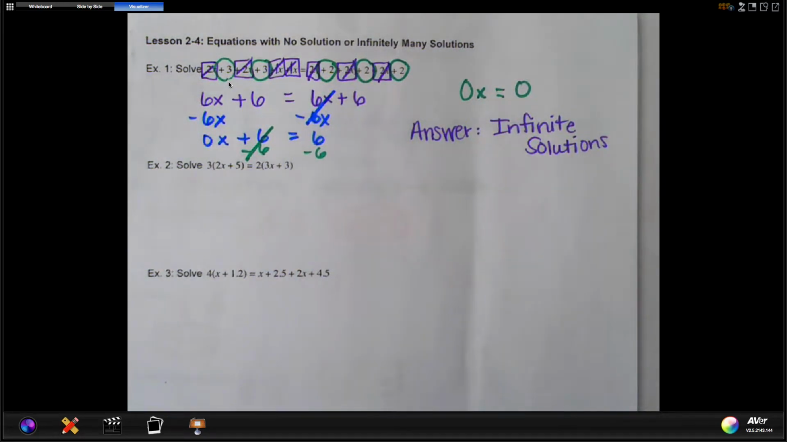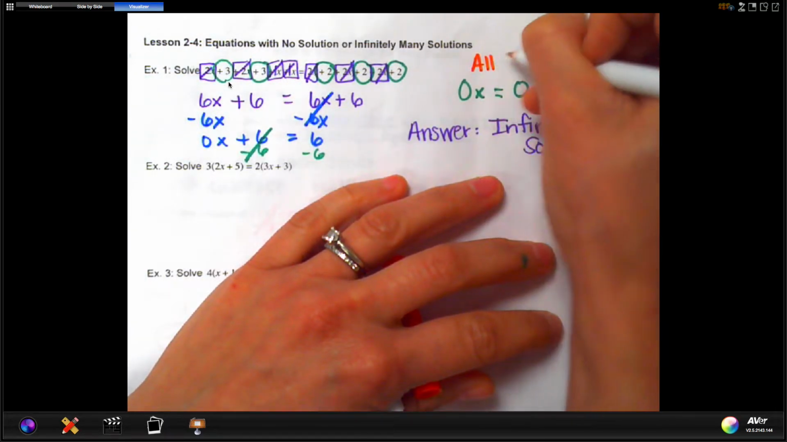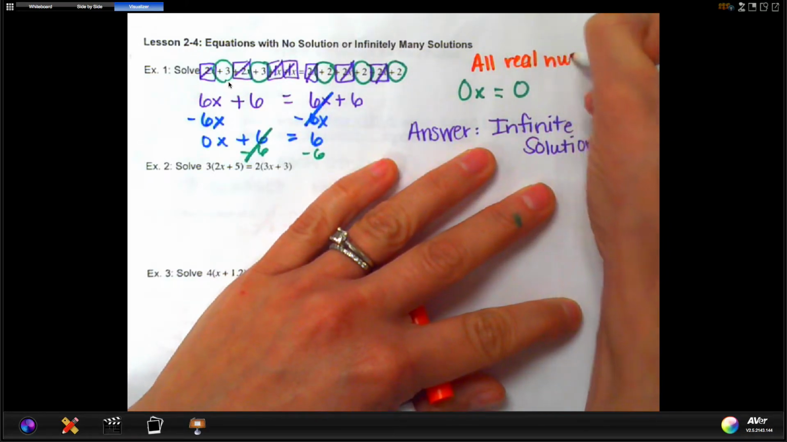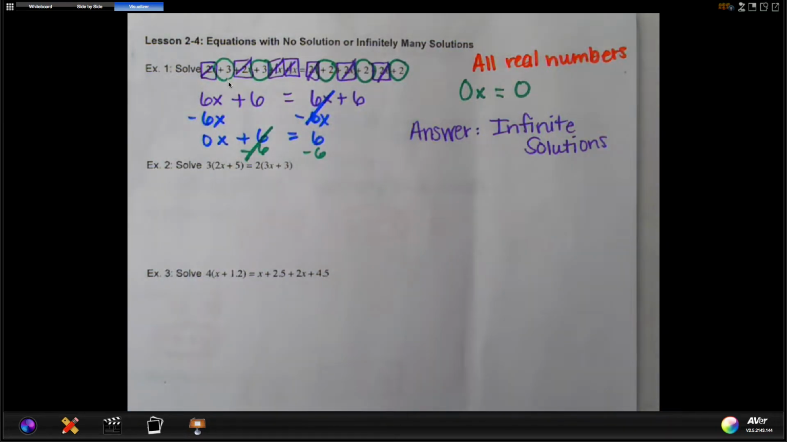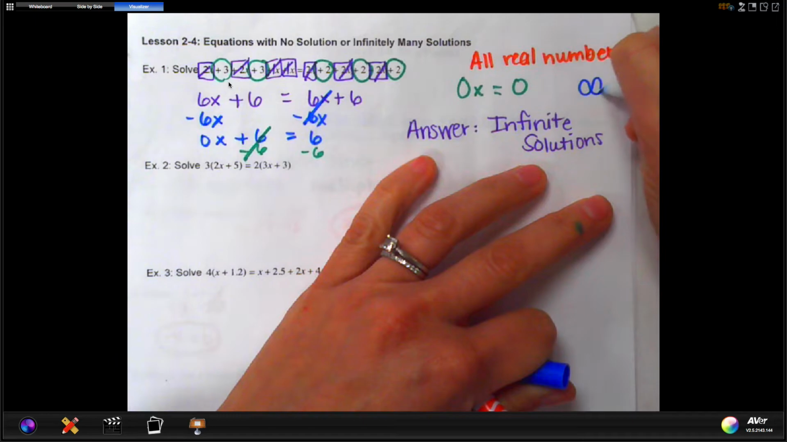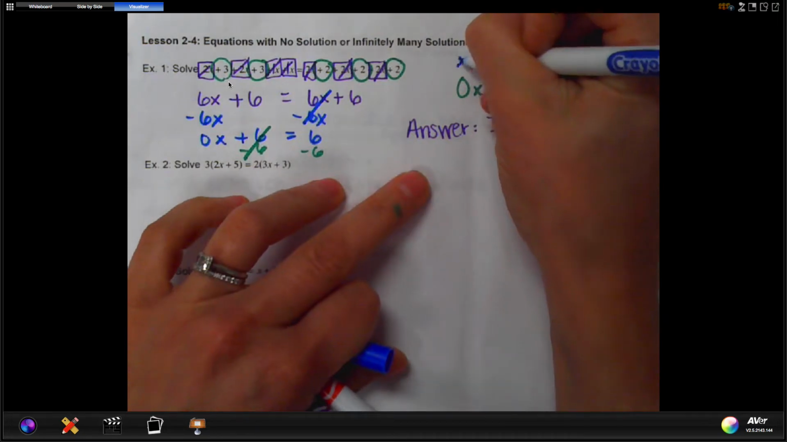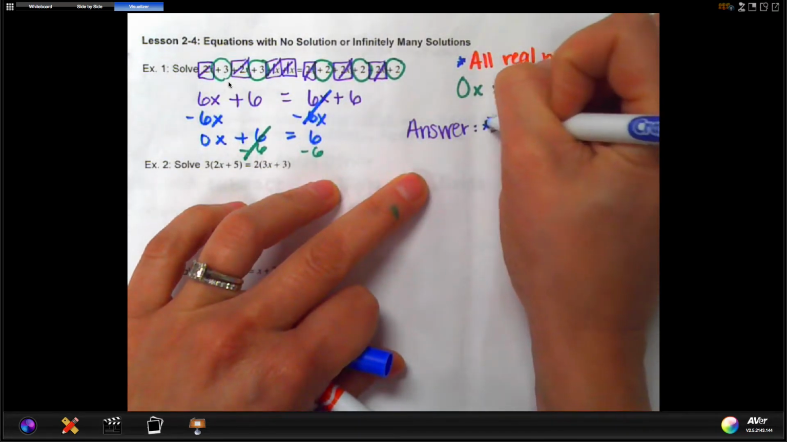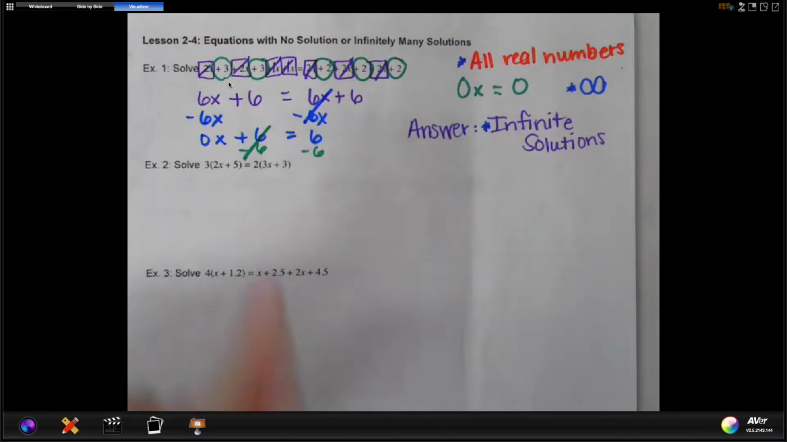The other thing that we also use for infinite solutions, sometimes we use the words, and I'll put it up here, all real numbers. That is going to be a way that you'll see that. And the sign for it, sometimes they use the infinity sign, which is a sideways 8, like this. Okay, so all of these might be what you would see if you were doing multiple choice or in different texts. Okay, so that's the first weird thing we see today. Okay, let's go to example 2.